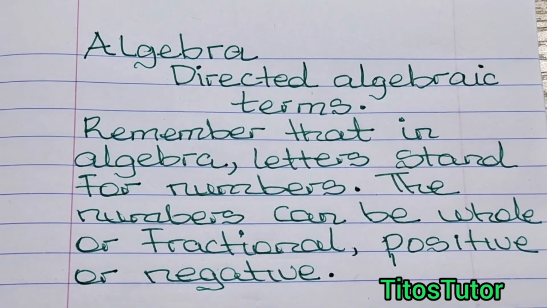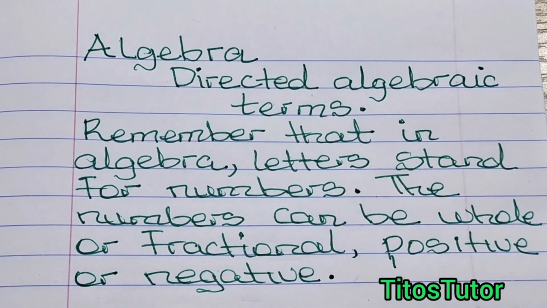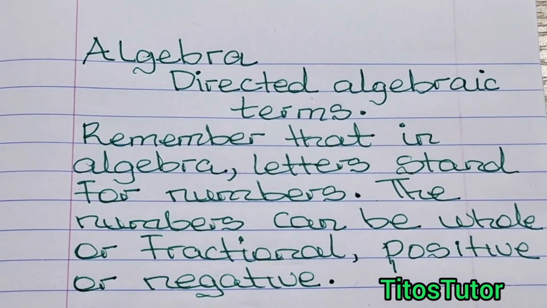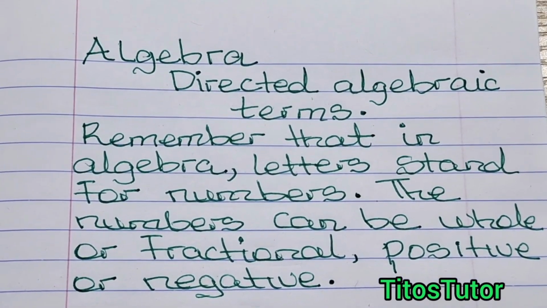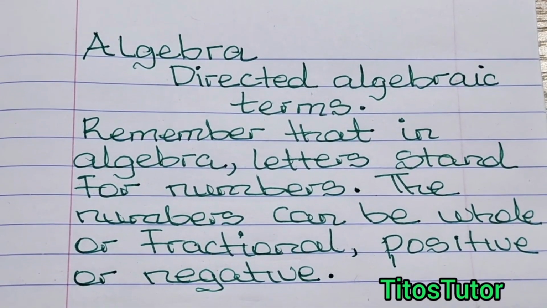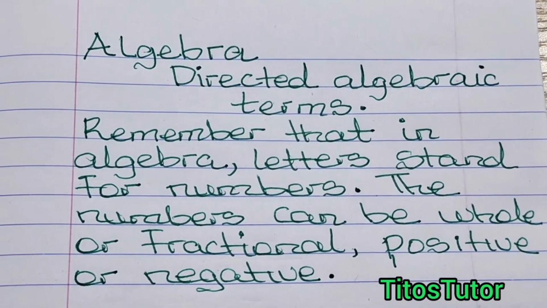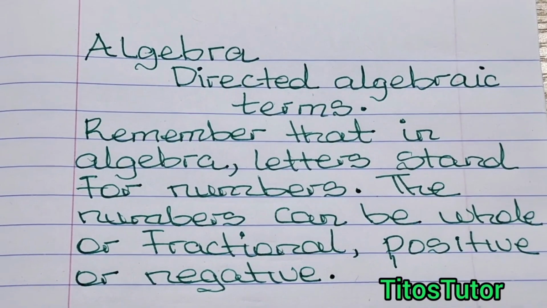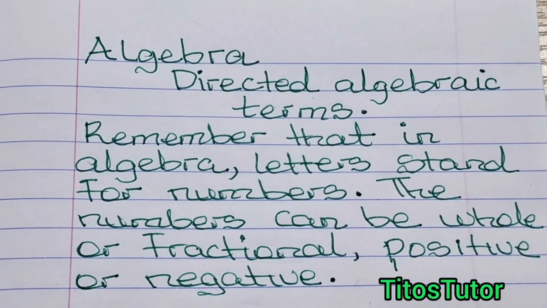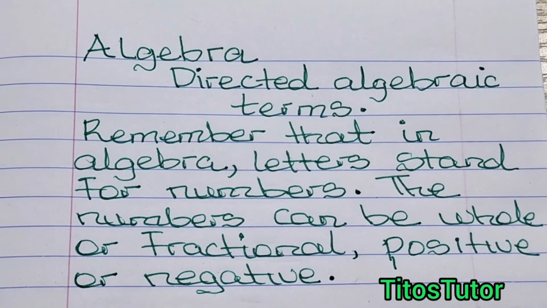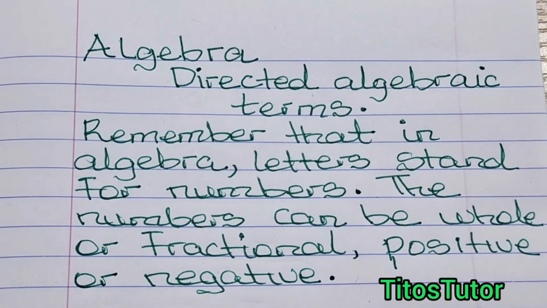Directed algebraic terms. Remember that in algebra, we represent unknown numbers with letters. So that unknown number you're representing, it could be a fraction, it could be whole numbers, it could be positive or even negative numbers. So when we talk about positive and negative numbers, then we talk of directed algebraic terms. Either your algebraic term is positive or it is negative.